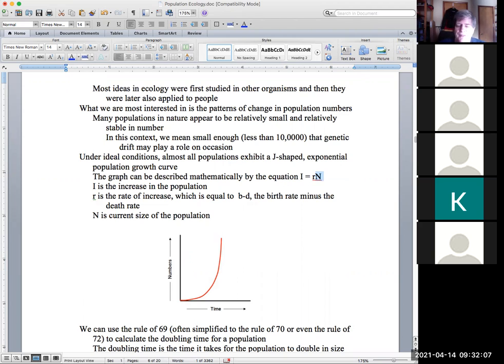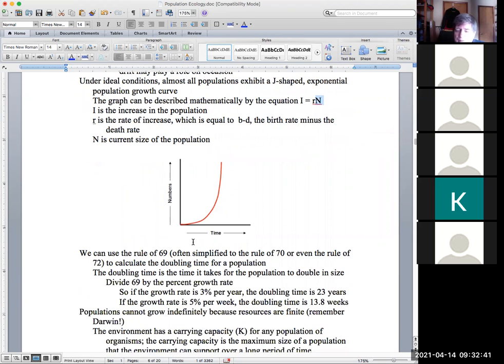Now, the problem with this exponential growth curve is populations can't continue growing indefinitely. Ultimately, think about Darwin again, they're going to run into some scarce resources. Maybe there's not enough food to go around. Maybe if the population increases, predators notice them more easily. Maybe they start poisoning themselves with their own waste products. So we'll look at that in a moment, but for now, what we want to keep in mind is something called the rule of 69.